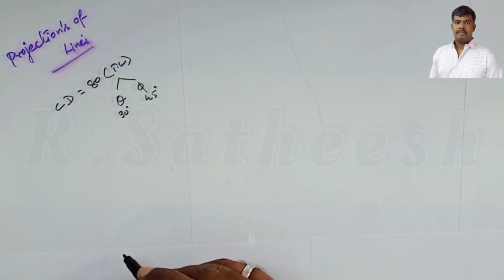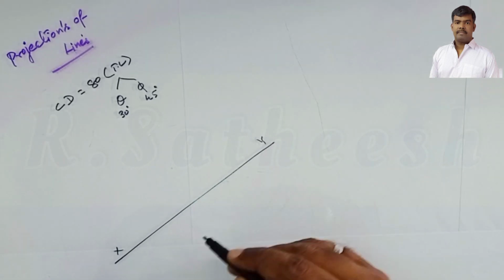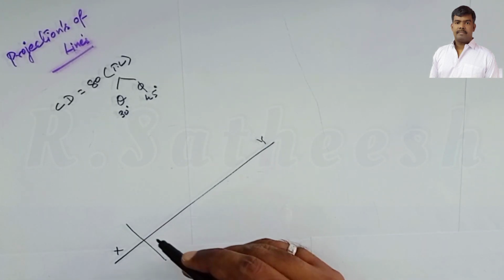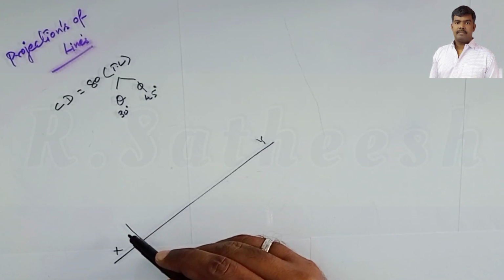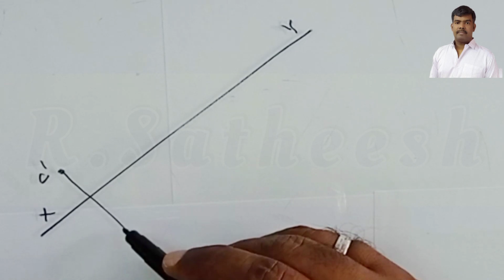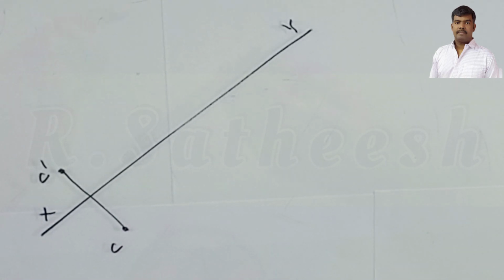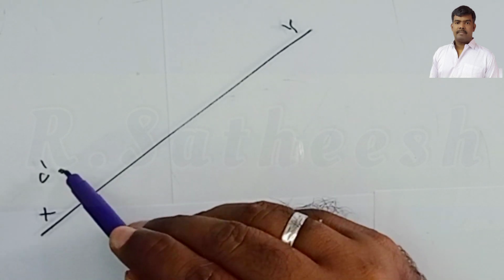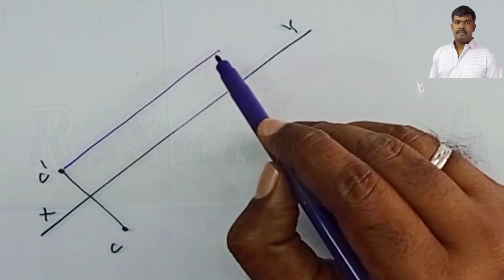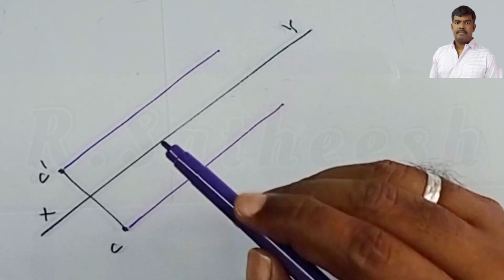Clear. So first you draw one XY line, then you draw one perpendicular line. Clear. This is end C. How much distance above and in front? 20 mm above HP, so C dash, and 30 mm in front of VP, so it is C. After completion of that, immediately you draw the locus of C dash, which is parallel to XY. Similarly, the locus of C is also parallel to XY.